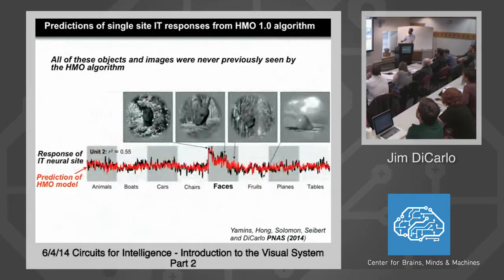And it's not just for, remember, these images, these are some example images here. The object images were never seen by this algorithm before. That's the point we were just discussing. So it predicts reasonably well over this kind of, not fully natural, but naturalistic space, in which we measured IT neurons.